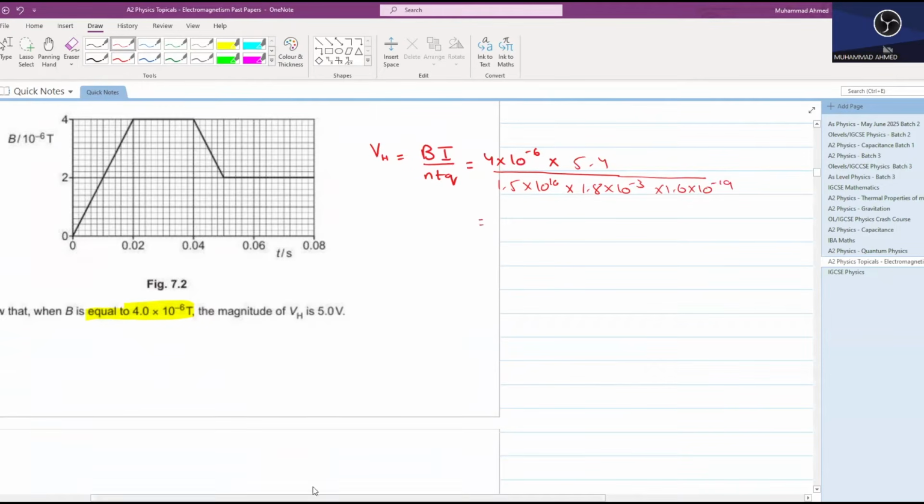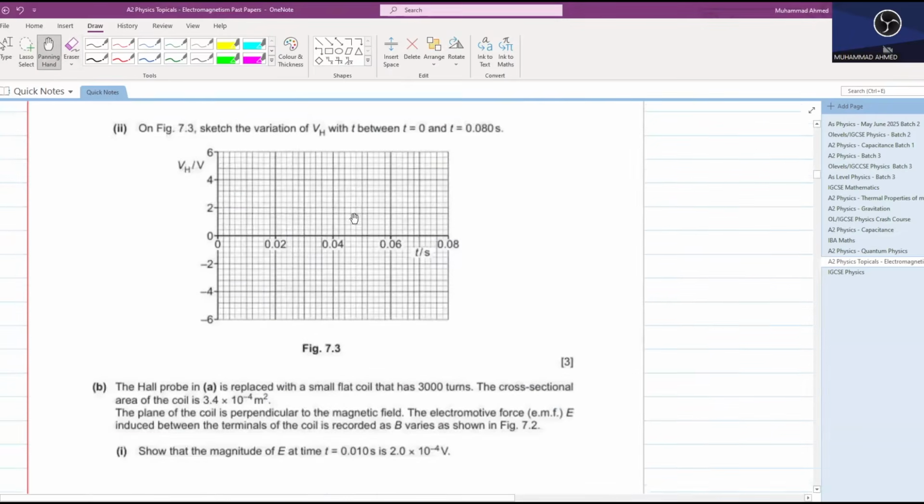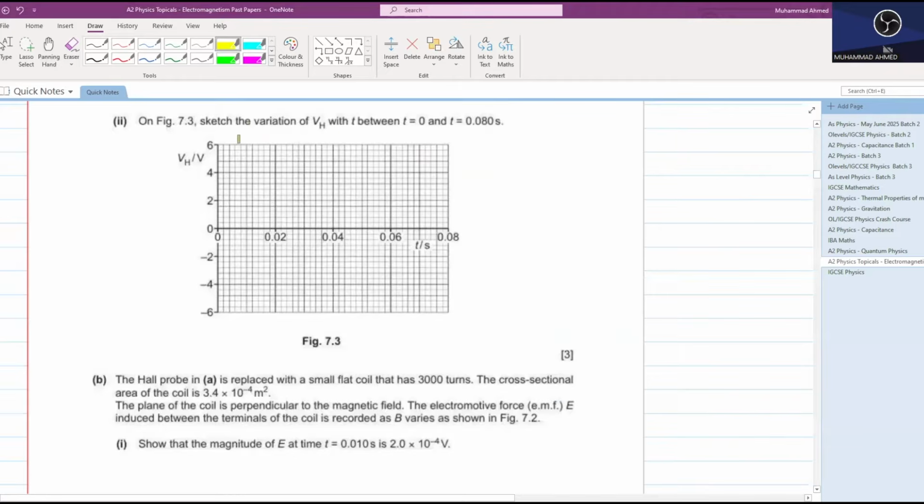Can you calculate the Hall voltage for me? Can anyone calculate the Hall voltage? The Hall voltage ki value comes out to be what? 5 volts. Simple as that. Now let's move on to part 2. On figure 7.3, sketch the variation of Hall voltage with time t between time t equals 0 till time t equals 0.08 seconds.